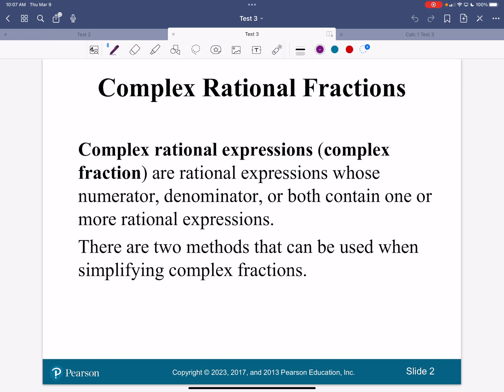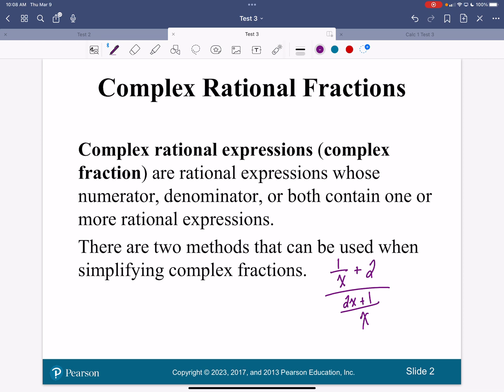So what we're talking about for a complex fraction, what that means is you have a rational expression in the numerator, or you have one in the denominator, okay? So you can have them in both. Okay, so this is what a complex rational expression or a complex fraction looks like. So you've got a fraction or a rational expression in the numerator and or denominator.